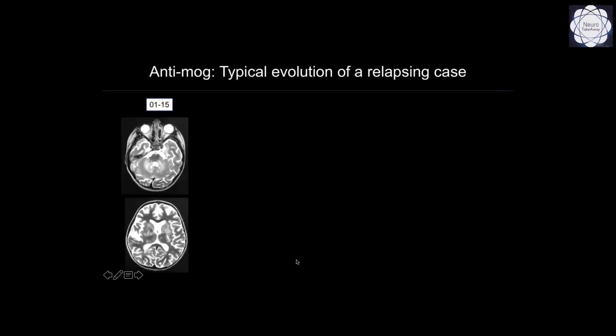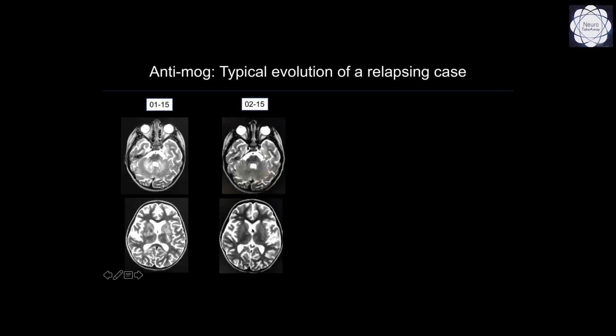Here we have a typical evolution of a relapsing case of anti-MOG. At the beginning, some lesions in the posterior fossa, the middle cerebellar peduncles, the cerebellar hemispheres, especially at the basal ganglia. After the treatment with the steroids, we have this good evolution with complete resolution of the lesions.